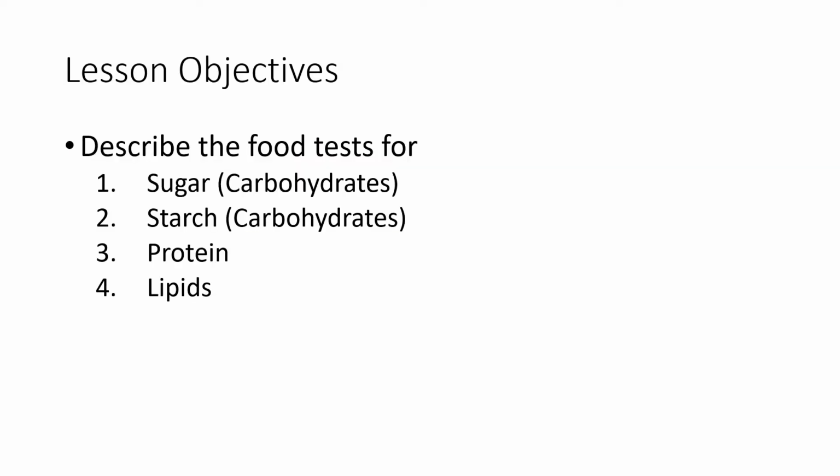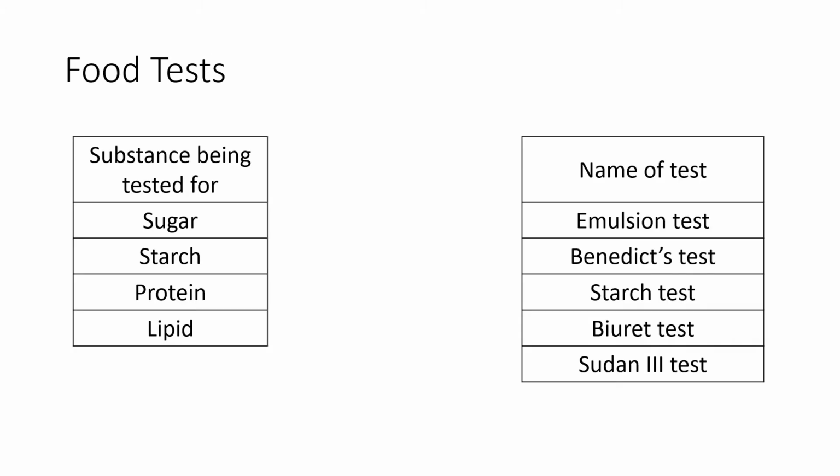In this lesson, we're going to go through the food tests, and we're going to identify for each food test what you need to do the test and what a positive result would look like. There are four substances that you need to be able to talk about, and there are 5 different tests that they could talk about in the exam.